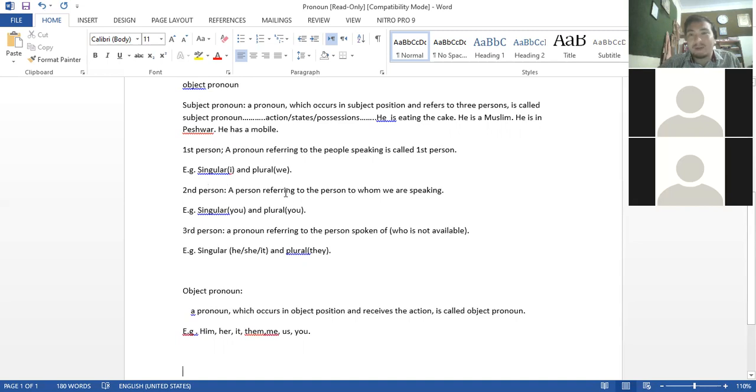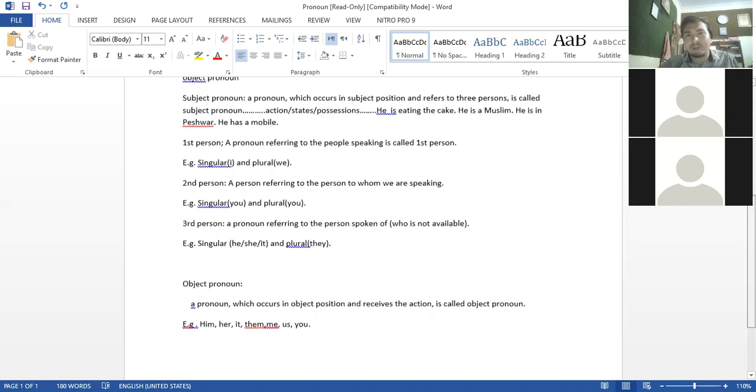And the second person pronoun is for the person who you are talking to, the person who's listening to you. That is only and only you. And the third person pronoun is for the person you are talking about, who's not available at the moment. We are having four: he, she, it, and they, right? Okay. And the object pronoun, I hope you know very well about it. The receiver of an action is called an object pronoun, which we are having seven, which is on the screen: him, her, it, them, me, us, and you. Got it? And the rest, if you have any queries.